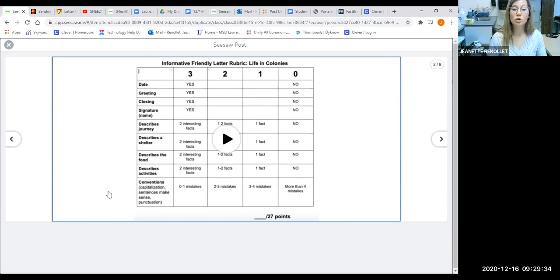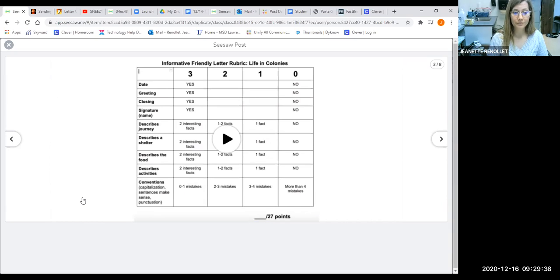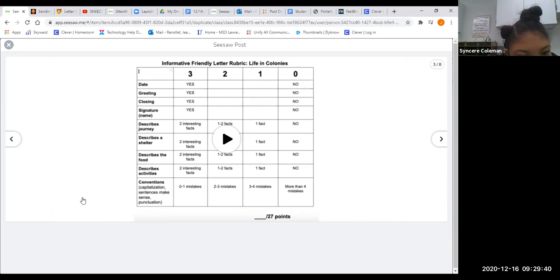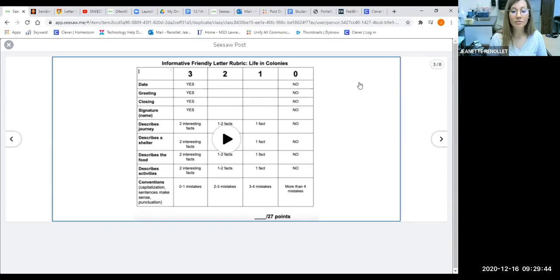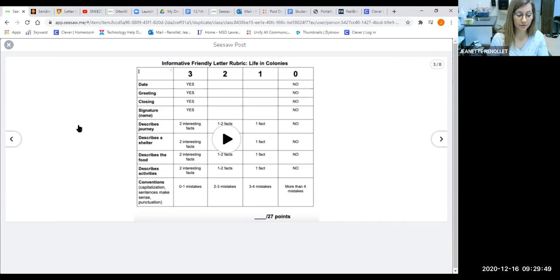Does Jasmine have a greeting in her letter? Yes or no? Does Jose have a closing and his signature? Yes or no? I'm going to use this to grade you when you are done with your letter.